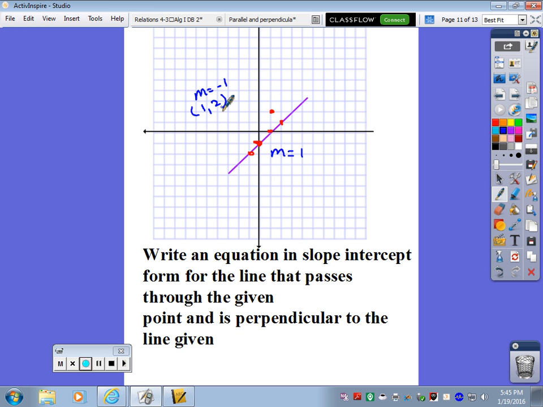So now I'm going to plug my new slope and my point into point slope form. y minus 2 equals negative 1 times x minus 1. y minus 2 equals negative x plus 1. y equals negative x plus 3. So let's look to see what that looks like. Make that one red. 2, 3, and negative 1. And sure enough, that point was on it, and it's perpendicular to the original line.